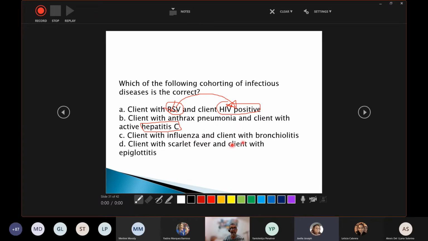They pass through the air or contact, and no. Scarlet fever is droplet, and epiglottitis is droplet also, but they are different bacteria. The scarlet fever is a streptococcus. The epiglottitis is Haemophilus influenzae B, the more common. So now you are going to have scarlet fever with epiglottitis and epiglottitis with scarlet fever.